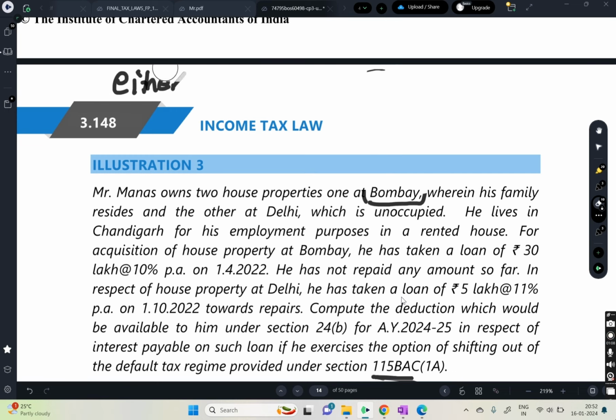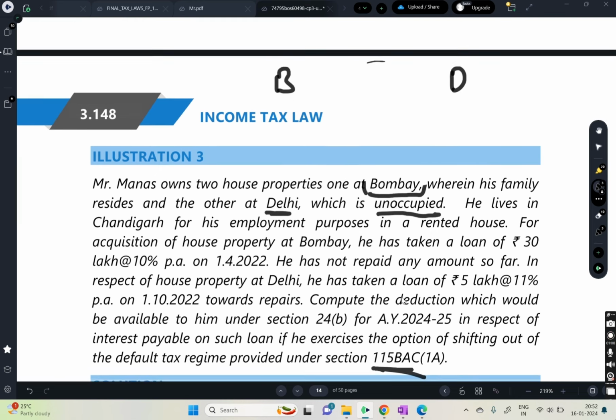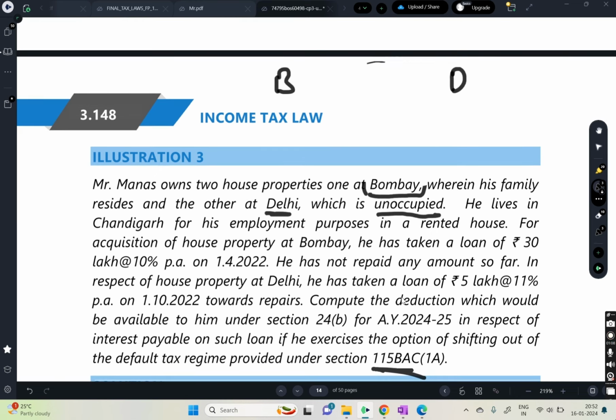Okay, sir. Now, Mr. Manas owns 2 properties, one at Bombay, wherein his family resides, and the other at Delhi. So we have one Bombay property and one Delhi property. Which is unoccupied? They will mention in the question itself that it is unoccupied. The unoccupied conditions we discussed. He lives in Chandigarh for his employment in a rented house. Yes, that is one of the conditions.